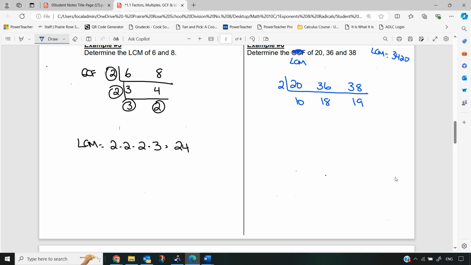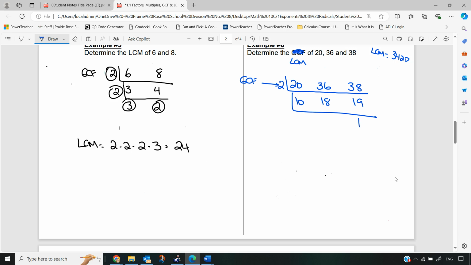And you can say, well, wait, there's nothing that goes into 10, 18, and 19, so that must be my answer. If you were to multiply 2 times 10 times 18 times 19, you're actually going to get 6,840, which we know is not our answer. And so that's why we have to keep going further. The 19 can't be broken down. So we do know that our GCF is 2. If I was being asked for GCF, that would be my answer. For LCM, we go further until everything is broken into its primes.